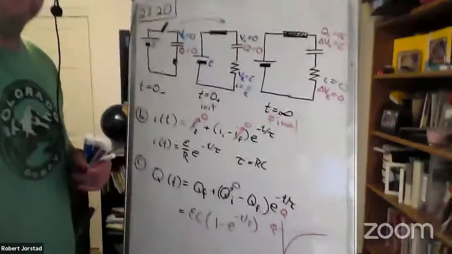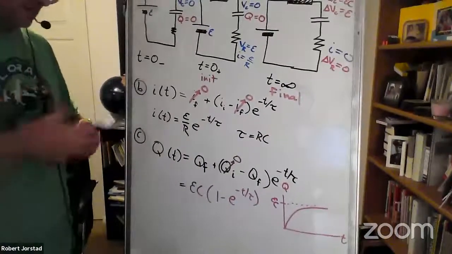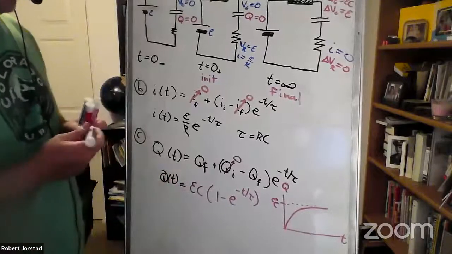Professor, we can't see the graph. Oh, my bad. Sorry. Thank you. Sorry about that. So that is Q as a function of time. And again, sorry about that.